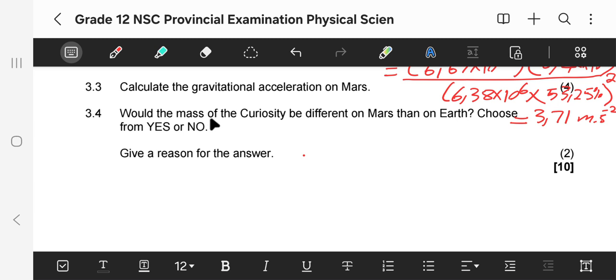The next question says, would the mass of the Curiosity be different on Mars than on Earth? Choose from yes or no and give a reason for the answer. Guys, let's make an example. I'm a skinny guy. So let's say as a skinny guy, I go to planet Mars. Do you think when I get there, I'm going to be overweight, or I'm just going to suddenly gain a couple of kilograms? The answer is no. So me moving from planet Earth to another planet, it's similar to the people who work at NASA, the ones that tend to go to space. When they go to space, they go there having the same mass.